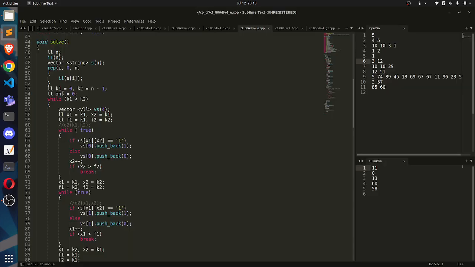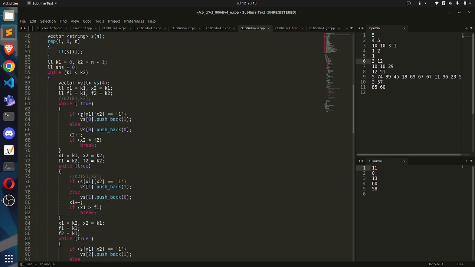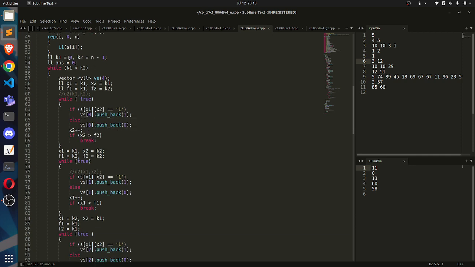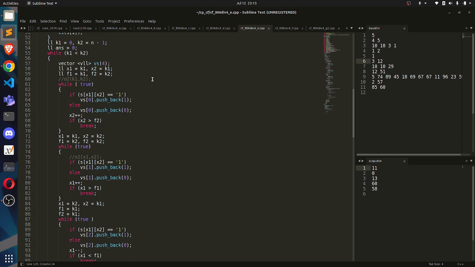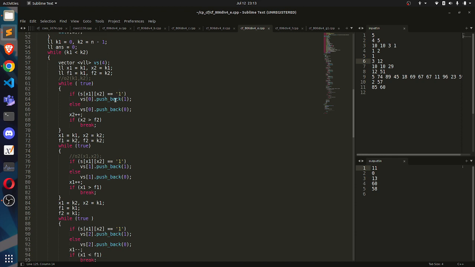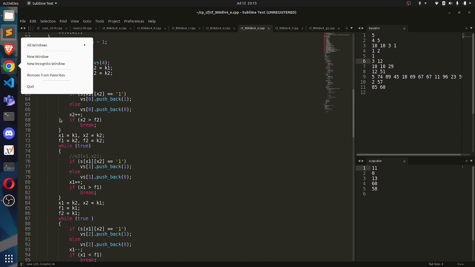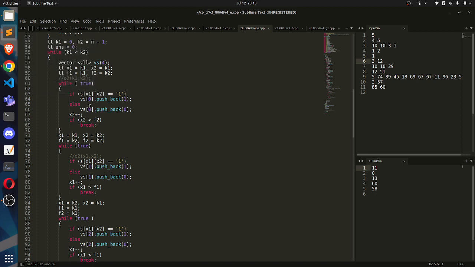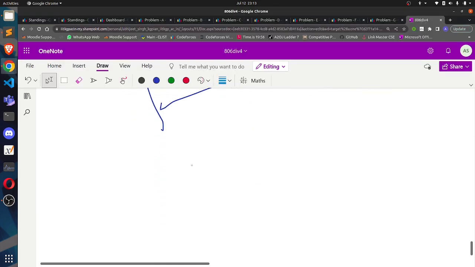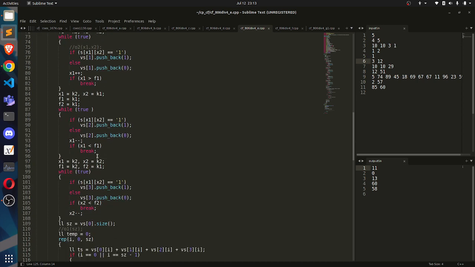So let me show you the code and try to make it more clear. What I have done is firstly I have kept 0 and n-1 fixed at both the endpoints, and then I have tried to push back all the elements into a two-dimensional vector. In VS0 I am storing the zeros and ones of this part. In VS1 I am storing for this part, and in VS2 and VS3, let me check.